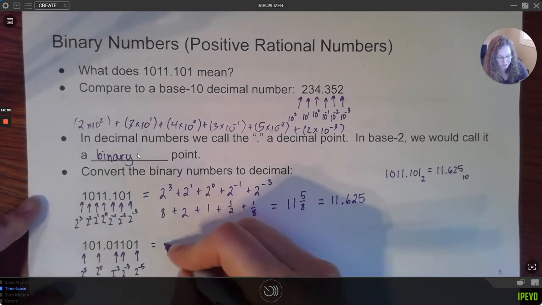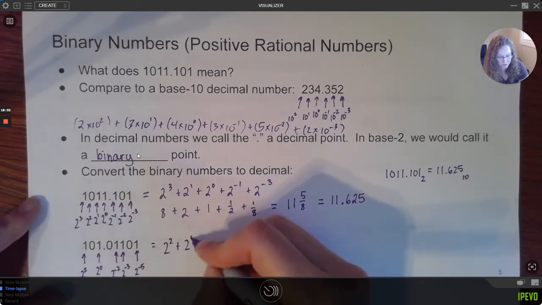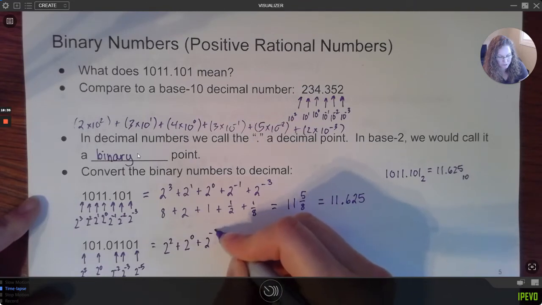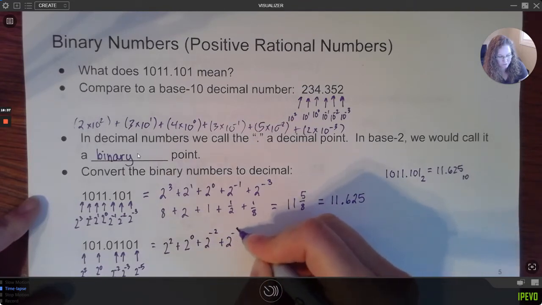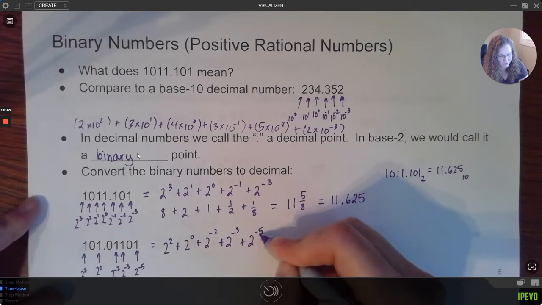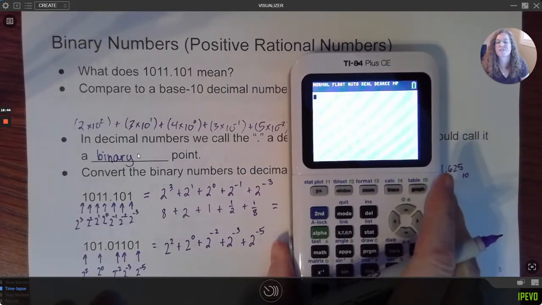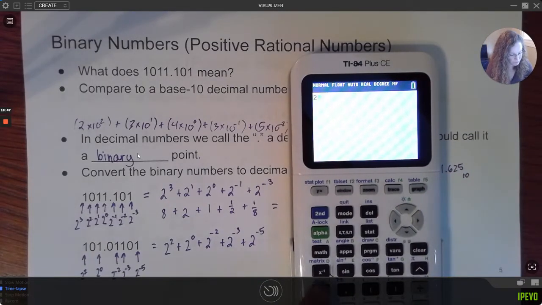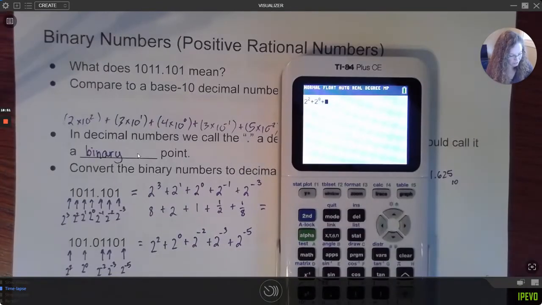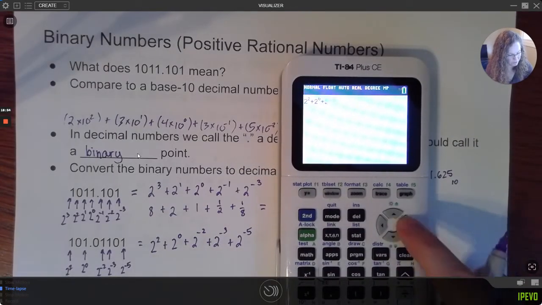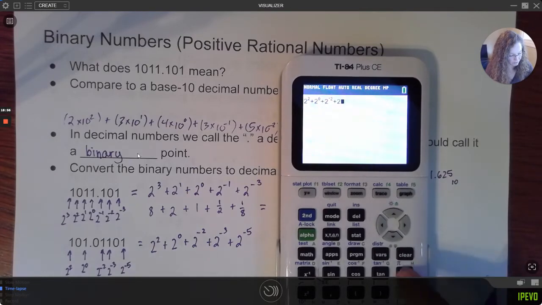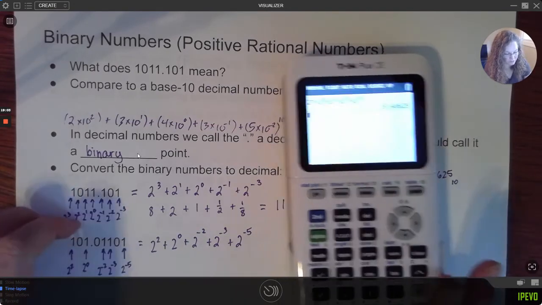All right, so this is going to be 2 squared plus 2 to the 0 plus 2 to the -2 plus 2 to the -3 plus 2 to the -5. Okay, probably don't want to do that all in fractions, so we'll put this up here. So we have 2 squared, we add on 2 to the 0, and add on 2 to the -2, add on 2 to the -3, and add on 2 to the -5. And this is what we get.